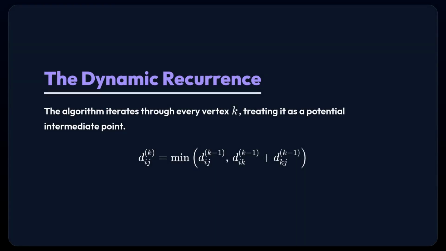At the heart of the algorithm lies this beautiful recurrence relation. Here is the logic. To find the shortest path from i to j, we check if we can improve the current best path by taking a detour through an intermediate node k. Mathematically, we ask, is the path from i to k plus the path from k to j shorter than the direct path we already know? We repeat this question for every possible intermediate node in the graph.